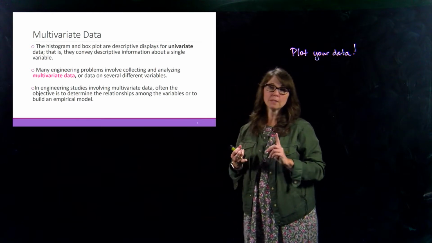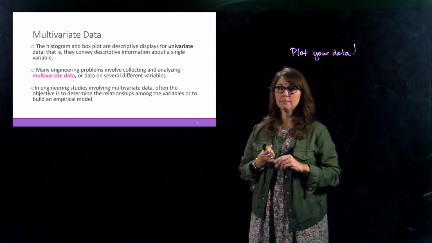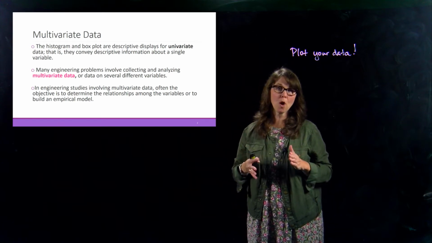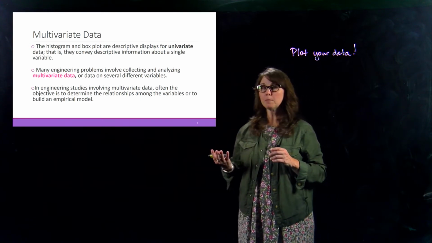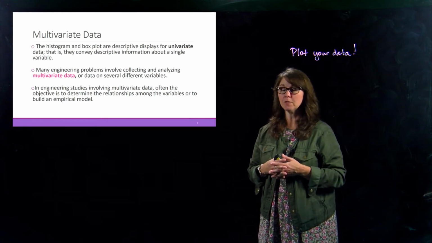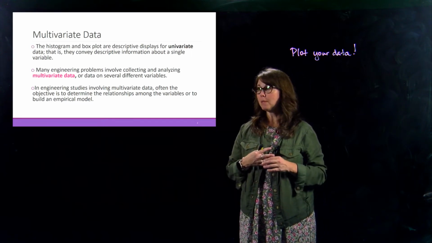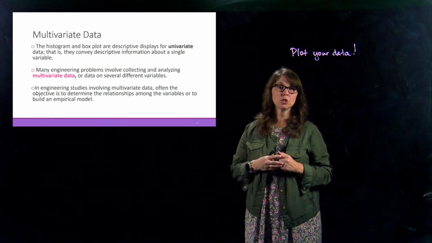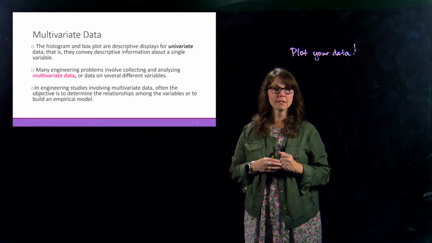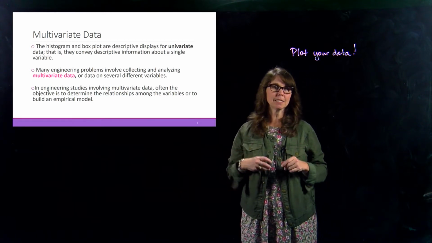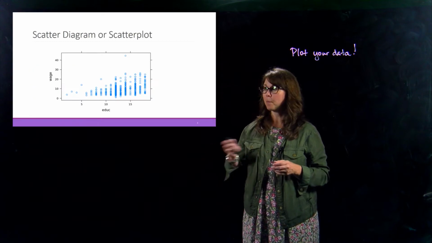Histograms and box plots, those are univariate data graphical tools because we're only looking at one variable. So if we want to plot more than one variable, more than one quantitative variable specifically, then we have to use something else. And so in this case, we're going to do something called a scatter diagram or a scatter plot, and then investigate a statistic that's related to that.